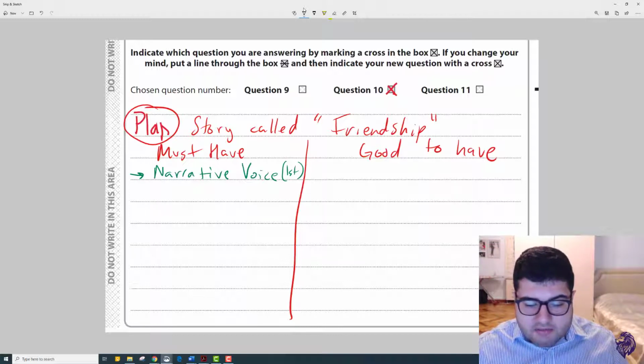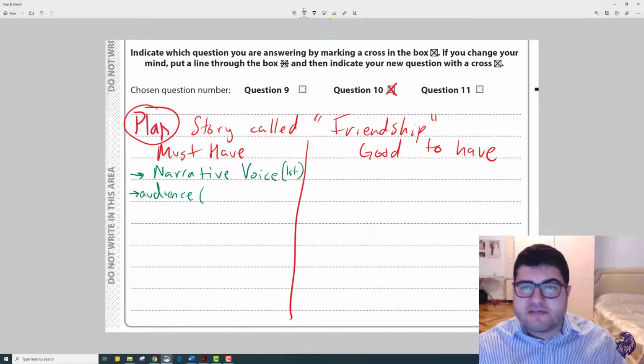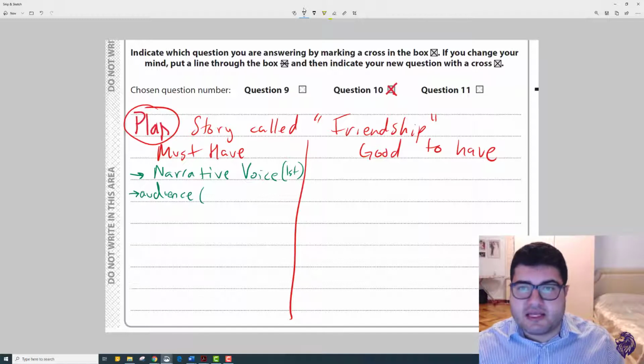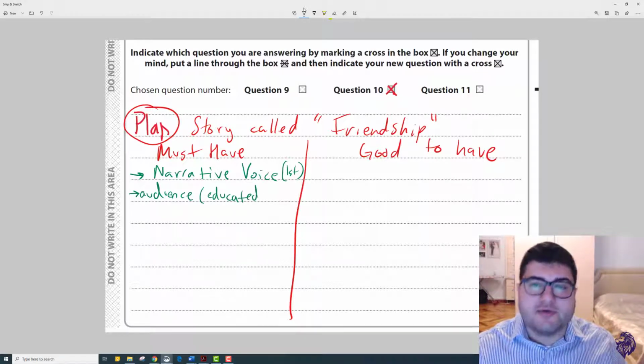The other thing that you want to keep in mind, again, because of assessment objective 4, is who your audience is going to be. It's just kind of like an educated person. What that simply means is that you don't have to explain to them that the sky is blue, but you might need to explain to them what a very specific item is in your story that they might not be familiar with. So just an educated person. That's something you just keep in mind.